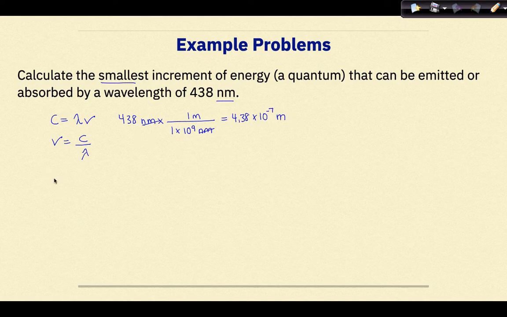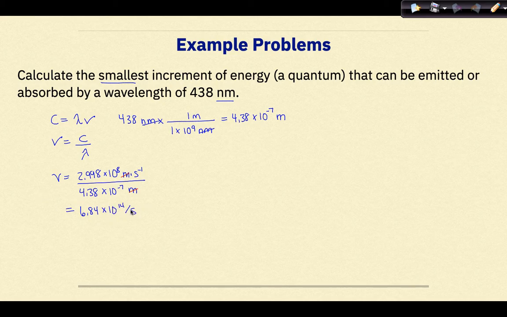Going from there, I know that frequency is equal to speed of light, and speed of light is 2.998 times 10 to the 8th meters per second, divided by the wavelength, which is 4.38 times 10 to the negative 7 meters. And I've got this set up correctly because meters cancels meters, and I'm going to be left with cycles per second. So when I work this value out for my frequency, I get 6.84 times 10 to the 14th cycles per second.